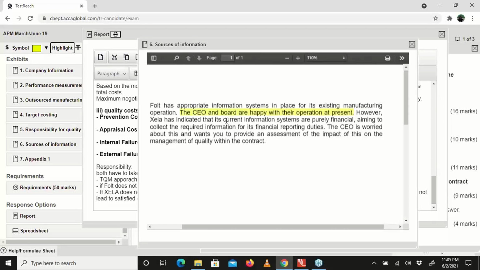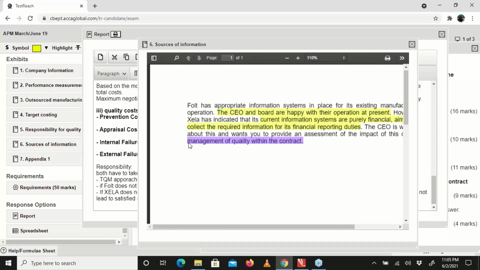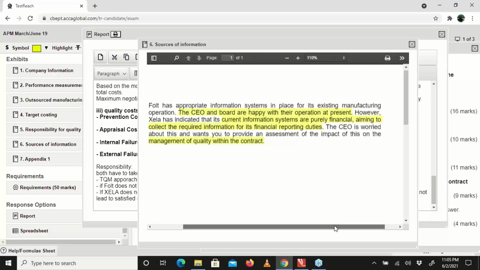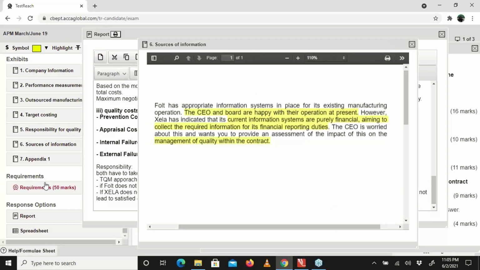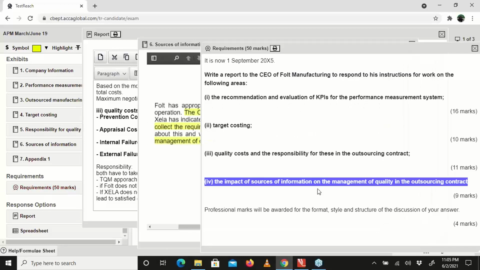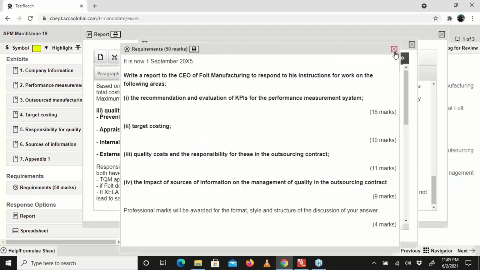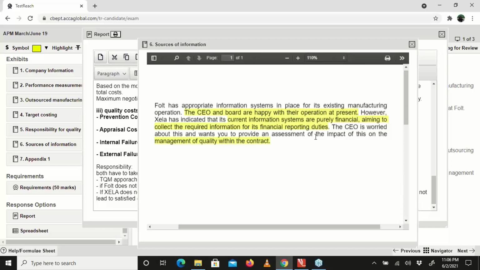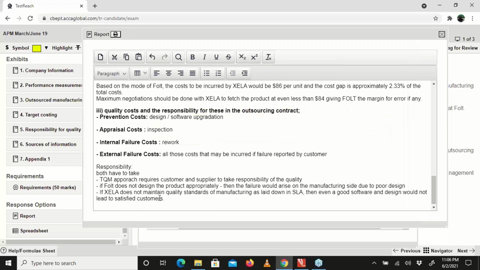However, Zila has indicated that its current information systems are purely financial, aiming to collect required information for its financial reporting duties. The CEO is worried about this and wants you to provide an assessment of the impact of this on the management of quality within the contract. So what do we need to do? Impact of the sources of information on the management of quality in the outsourcing contract.